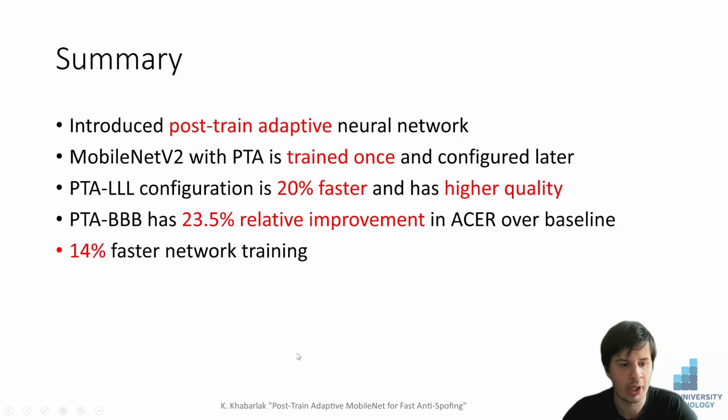So, summary. In this work, we have introduced post-train adaptive neural network. Crucially, it is trained once and can be reconfigured later to suit your performance needs. The lightest configuration is 20% faster and has higher quality, just as all configurations are better than no PTA. The PTA BBB with both branches in all three PTA blocks has 23.5% relative improvement in ACER over baseline, and this network is also 13% faster to train.